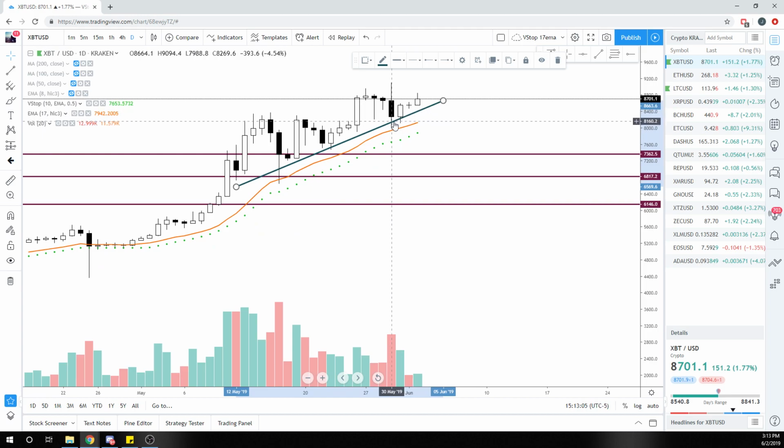For people that weren't able to get in a little bit lower, this was, to me, the last and most recent entry right here. Had a pullback to the 17 EMA, buyer stepped in, and we're moving up.